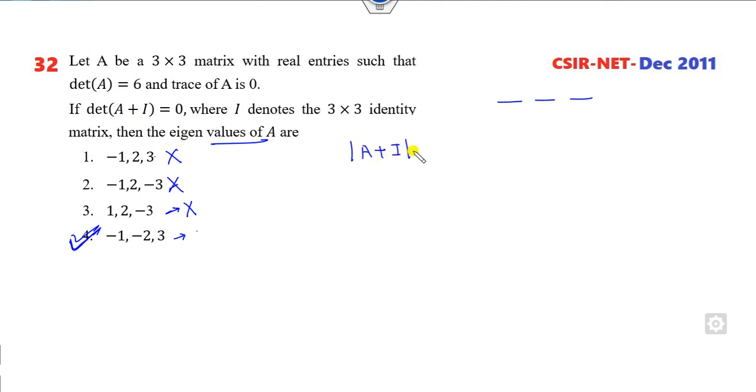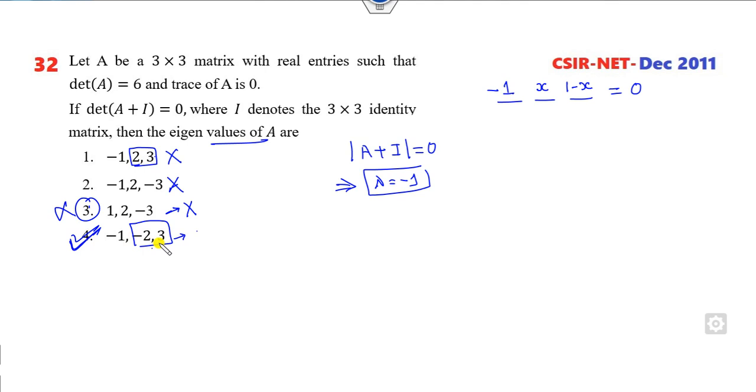But if you want to find another method, look at that. A plus I is 0. What is the meaning of that? Minus 1 is one of the eigenvalues. So this option is again cancelled out. Now trace is my 0. So for the 2 eigenvalues, if I say this is my x, the trace will be 0, so the other is 1 minus x. Fine. That is the only way. Only the trace will be 0. So you can see that this is not satisfied, x and 1 minus x. Only this property will be satisfied, that is the right answer.